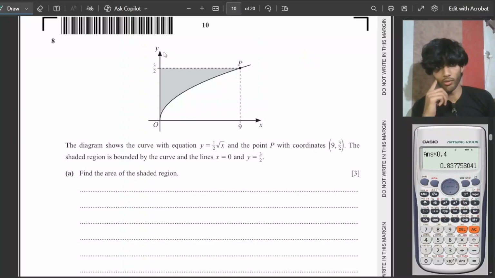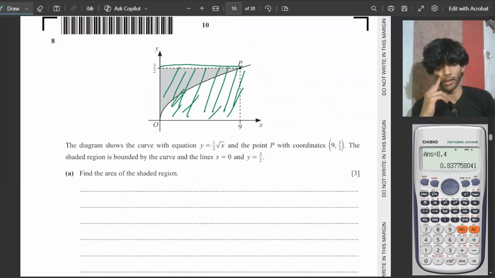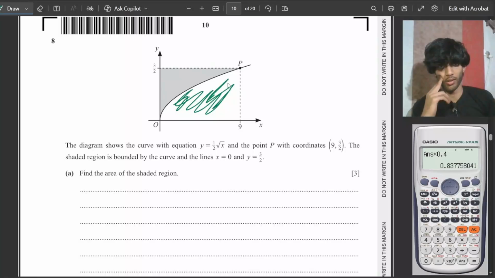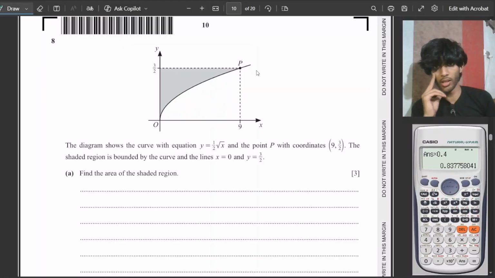There's a bunch of ways you can do this. So there are two ways. The first way is you find the area underneath this square, so this guy right over here. And then from that, you basically subtract this area over here. So if you take that square, subtract this area, you're going to get this shaded region.